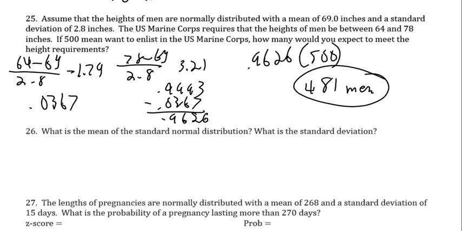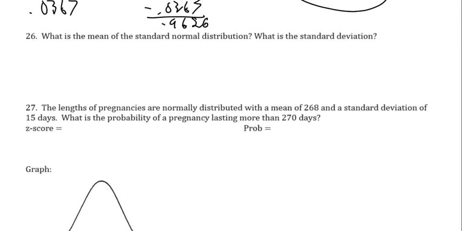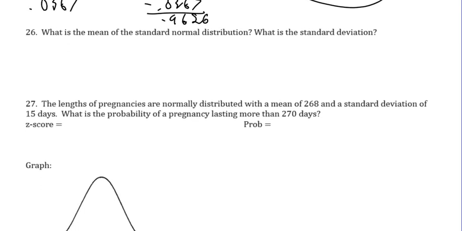So that's a multi-step process. Gotta find out the z-score for the low and the high, area for the low and the high, subtract them, get the percentage, and then multiply by the number of people. What's the mean of the standard normal distribution and what is the standard deviation? Okay, well, the mean of a standard normal one is 0, and the standard deviation is 1.